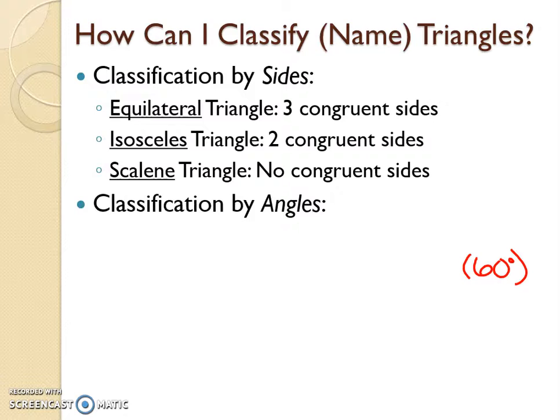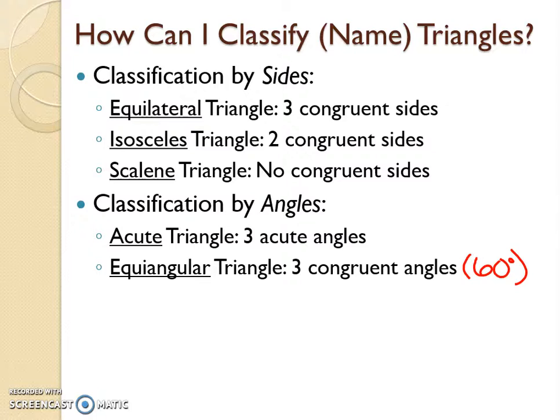If you classify triangles by angles, an acute triangle has three acute angles. So each angle is less than 90 degrees. Equiangular is like equilateral but means three congruent angles. So it has to be 60, 60, 60 because a triangle has 180 inside. So they are 60, 60, 60 degree angles.